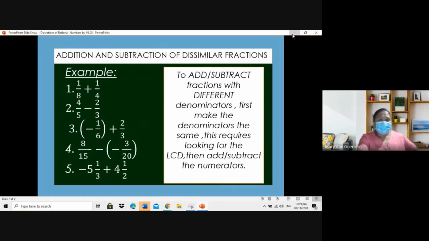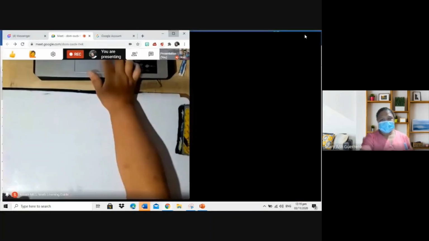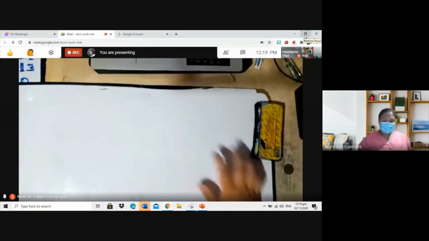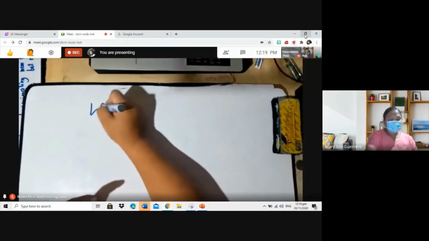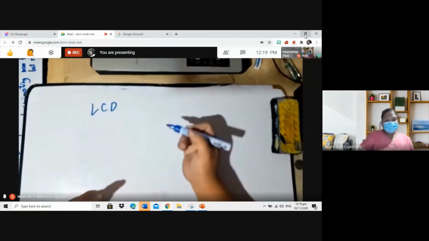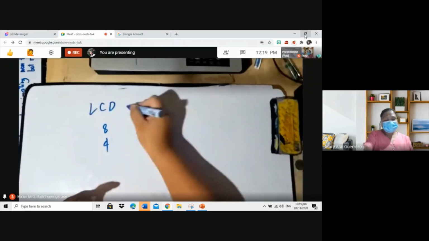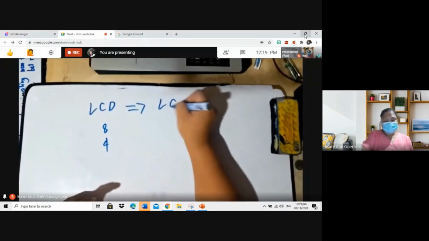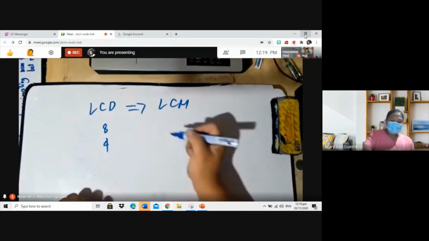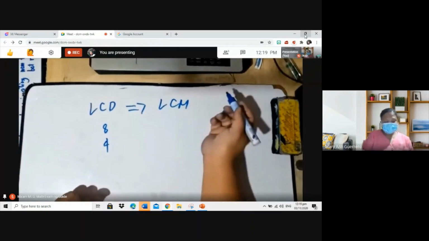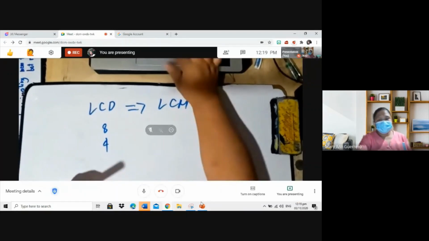and okay, let us have determining the LCD first. For example, the LCD of 8 and 4. Remember, LCD is the same as LCM. Least common multiple lang yan, no? Denominator. So we have the multiples of 8 as, okay?